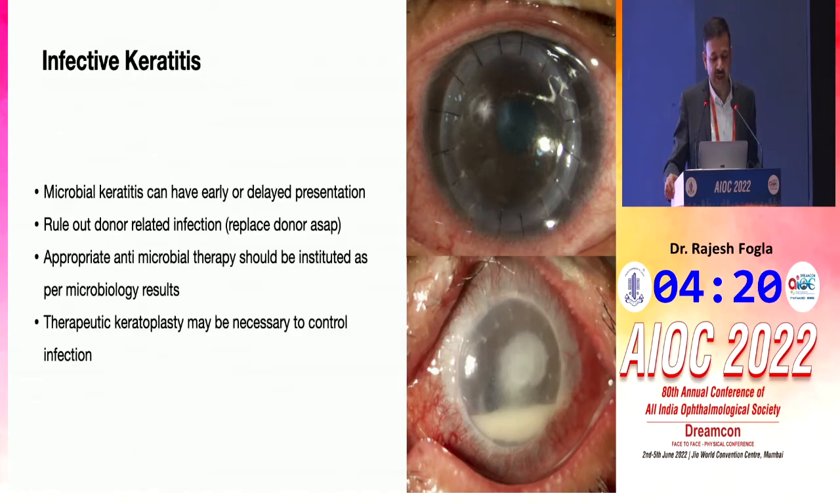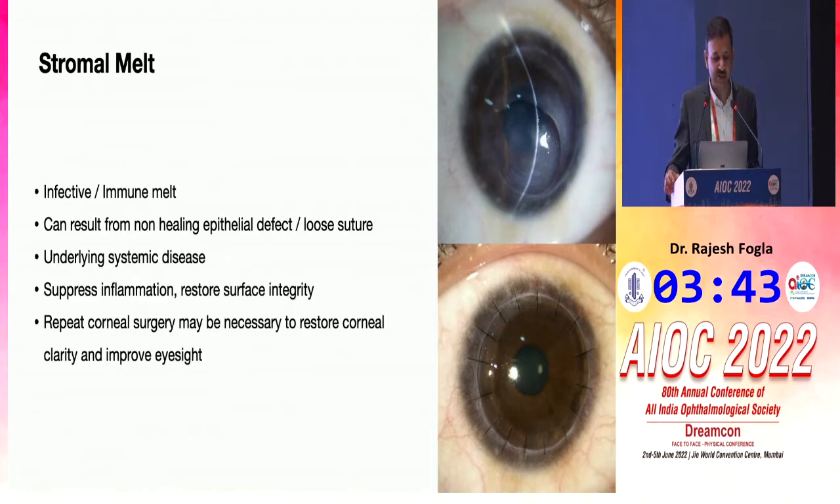Microbial keratitis can also occur. It can have an early or delayed presentation. You need to rule out donor-related issues because sometimes you can have donor contamination, especially for lamellar procedures, whether it is anterior lamellar or an endothelial keratoplasty. And if you feel that it is donor-related, then an exchange of the donor should be done in the early post-operative period. Appropriate antimicrobial therapy should be instituted rather than just empirical therapy, because you need to know the clear offending organism if you want the graft to survive. And if it is not getting better, then therapeutic keratoplasty has to be performed.